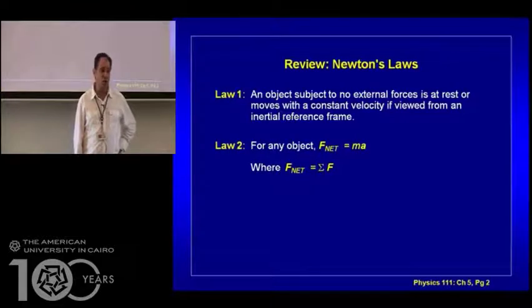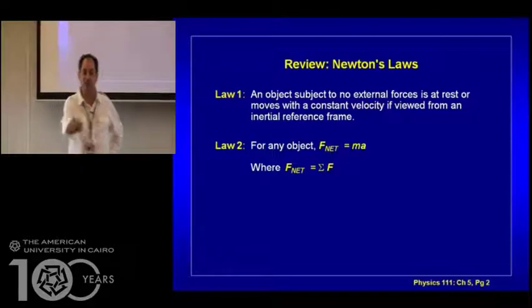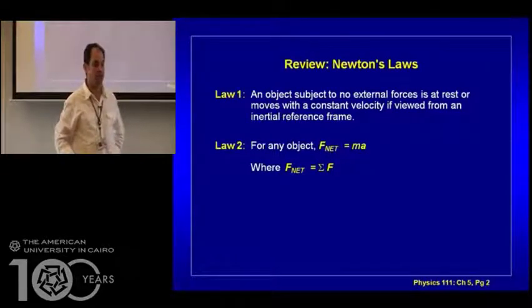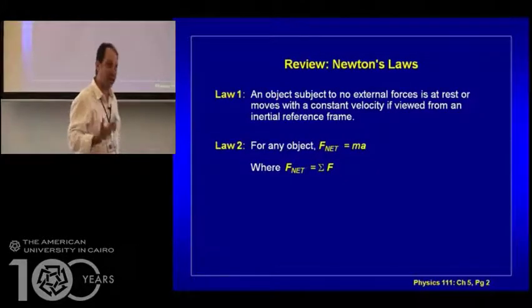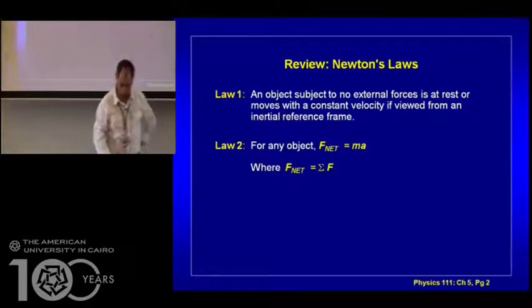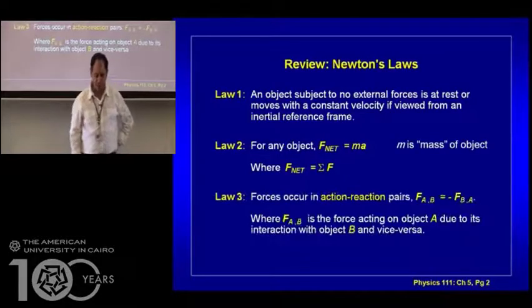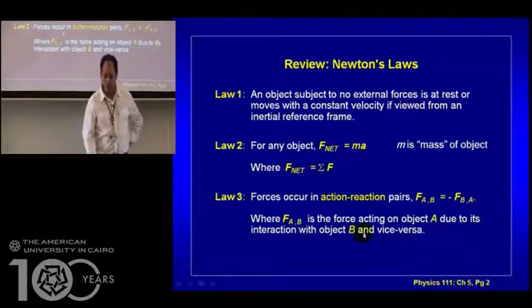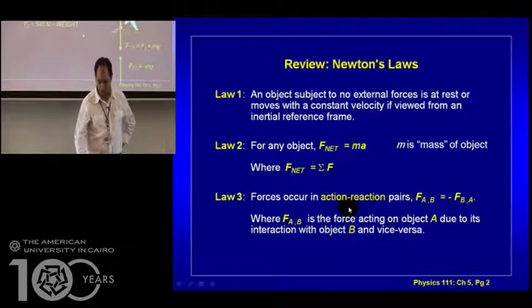Second law says that all the forces acting on the object, if you add them as vectors, will cause the object to move with an acceleration. So all the forces will equal the mass of the object times the acceleration. Third law says that forces always occur in pairs. There's an action, and there's always a reaction that's equal in magnitude and opposite in direction.